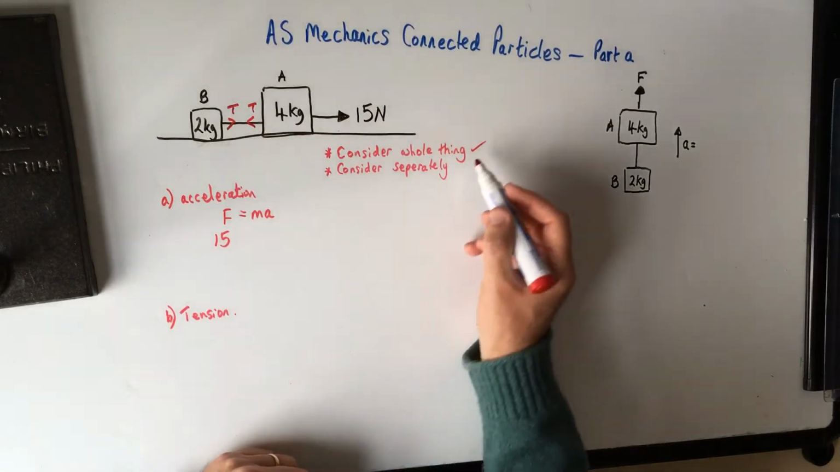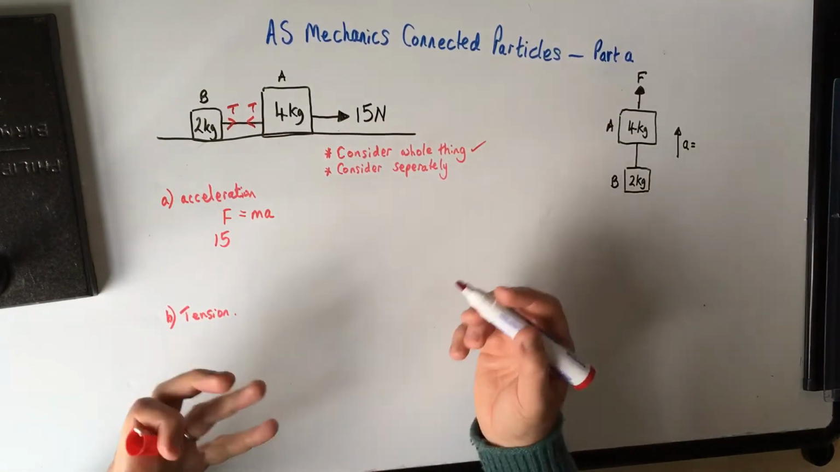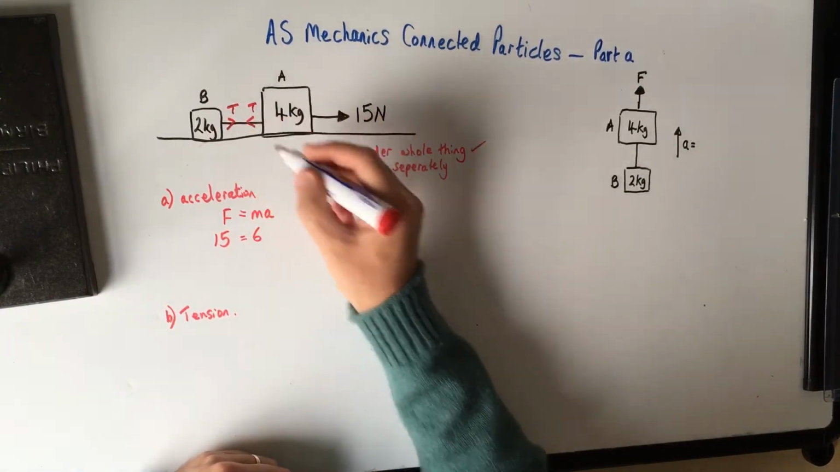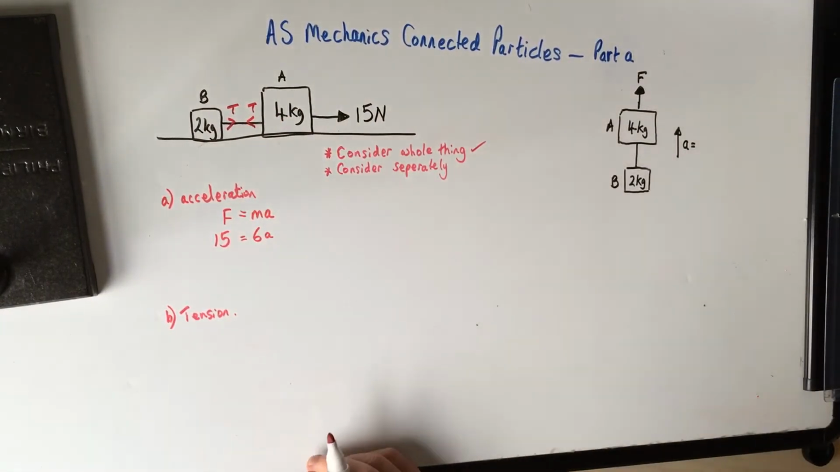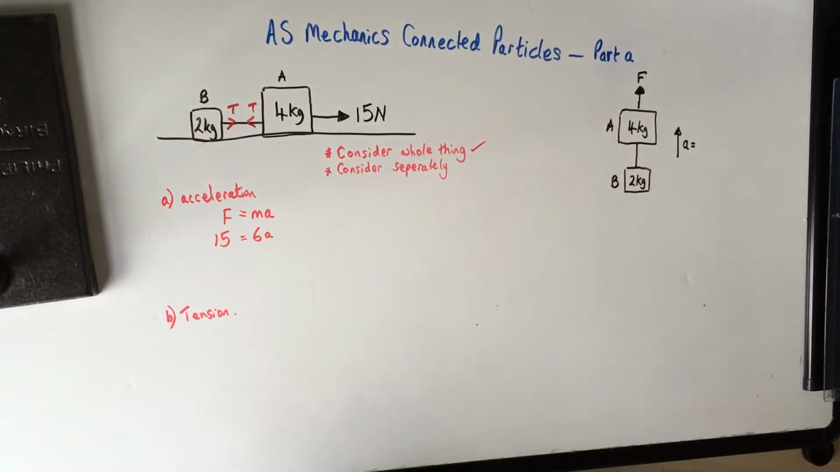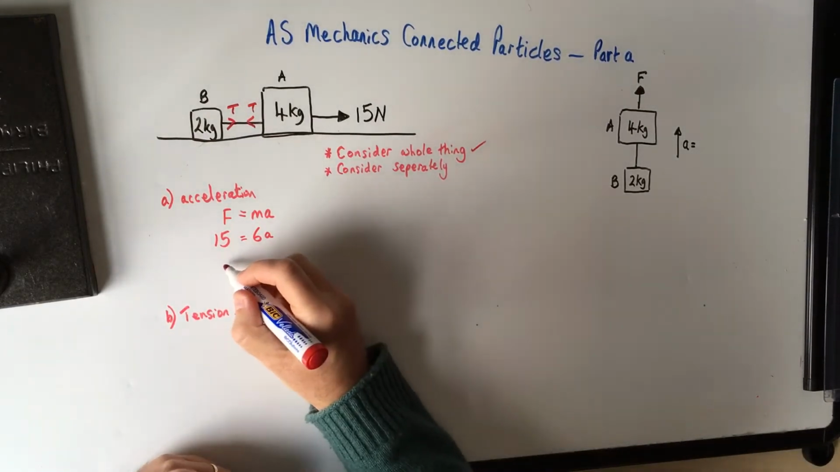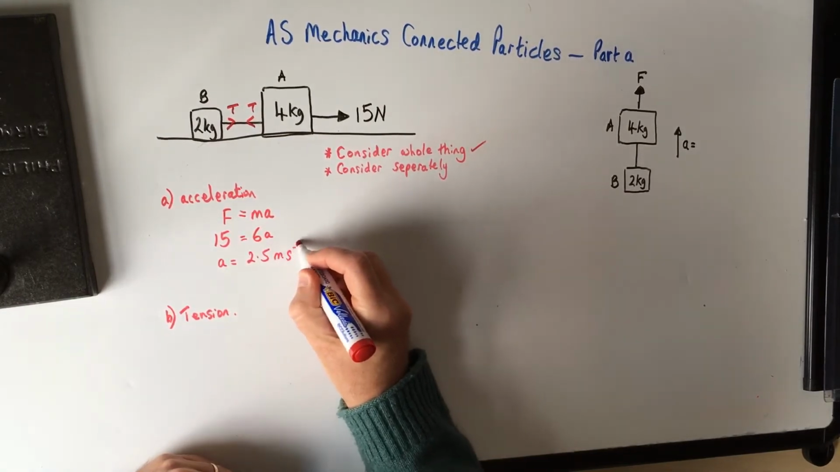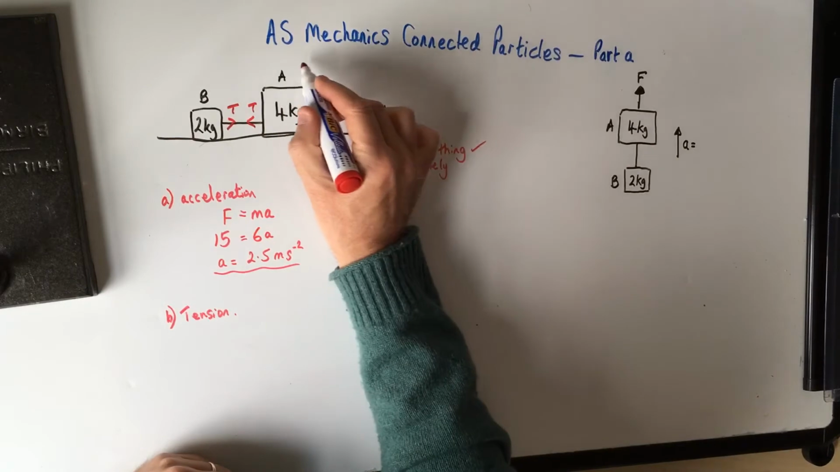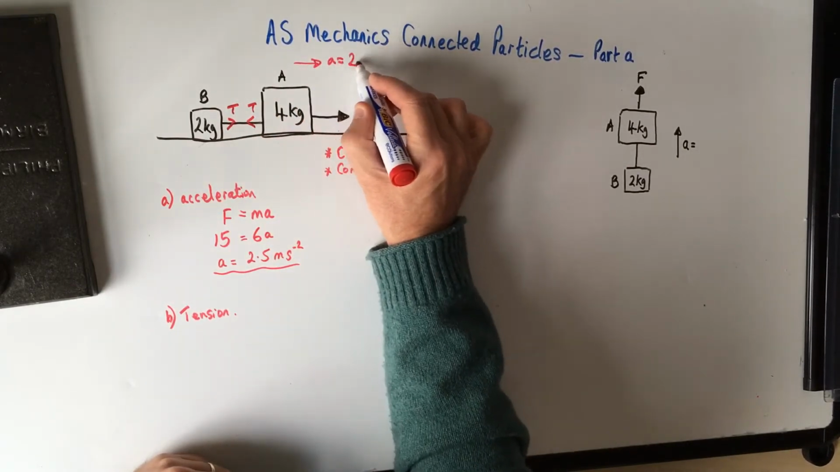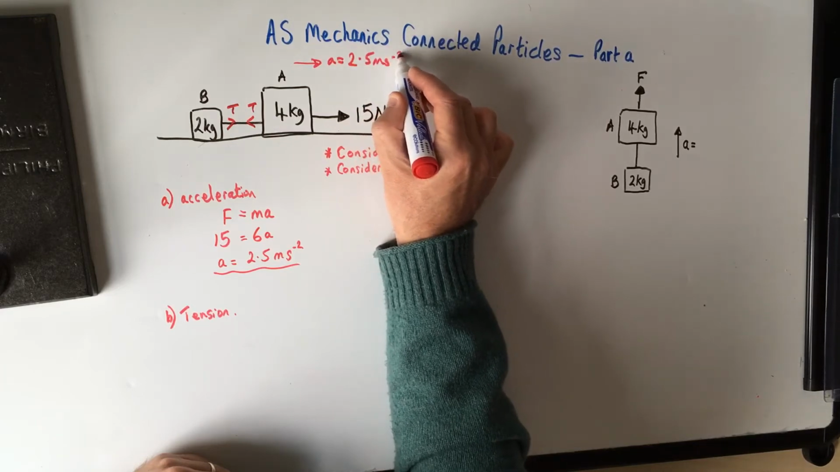Okay, so that's why considering the whole thing can make it easier. The mass of the whole thing is 6 kilograms. So you can see here that 15 is equal to 6a. Divide both sides by 6, and 15 divided by 6 gives you 2.5. So the acceleration is 2.5 meters per second squared. If that was smooth ice, it would accelerate in that direction at 2.5 meters per second squared.